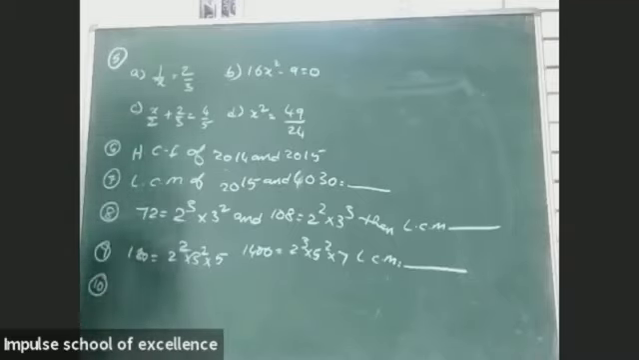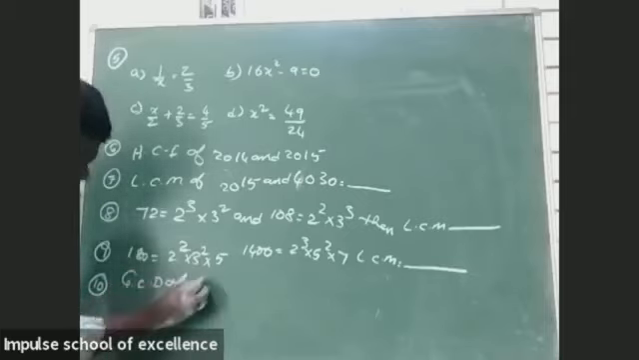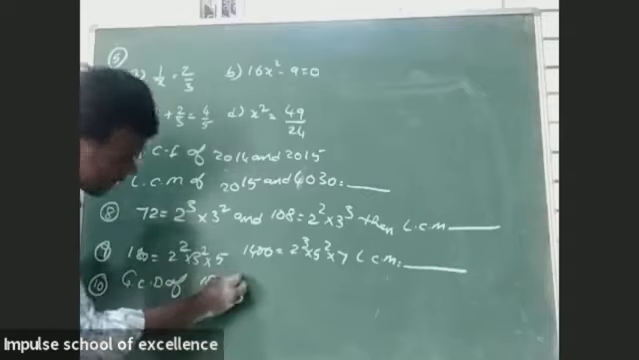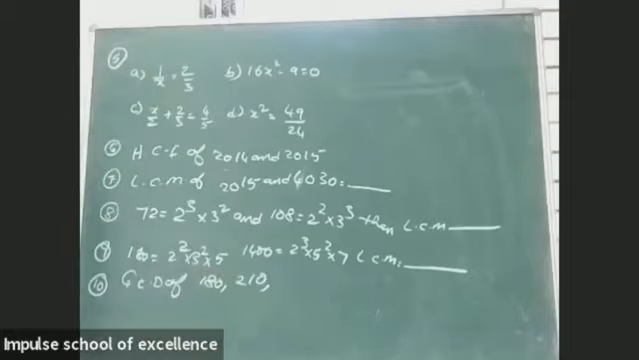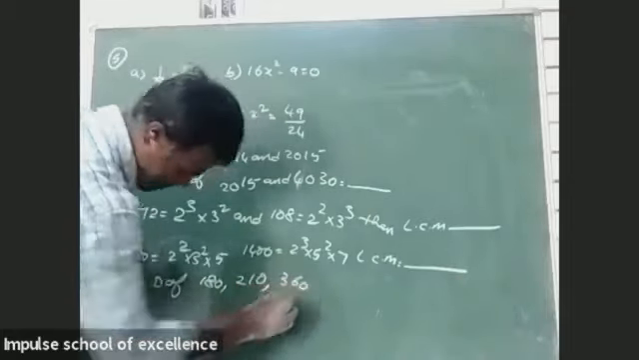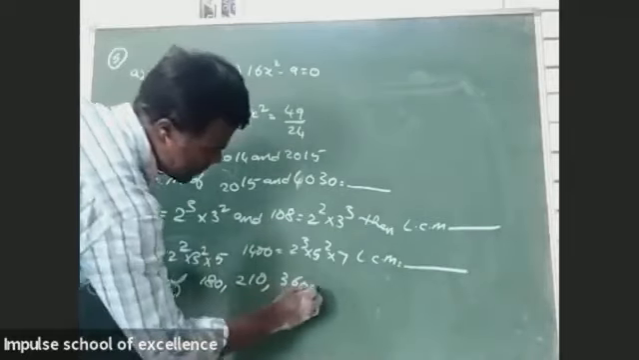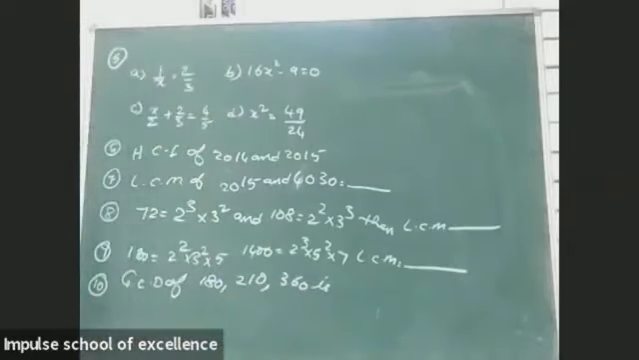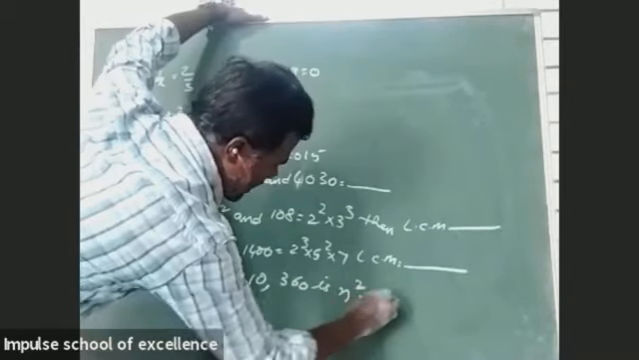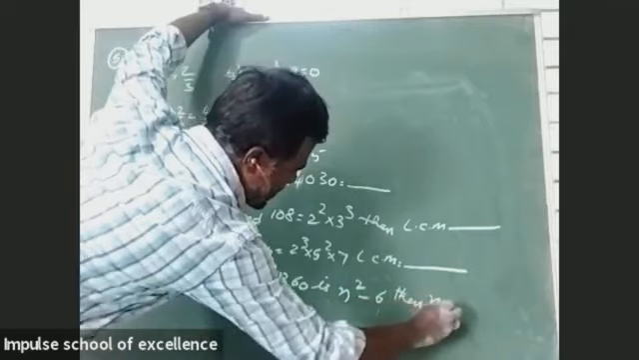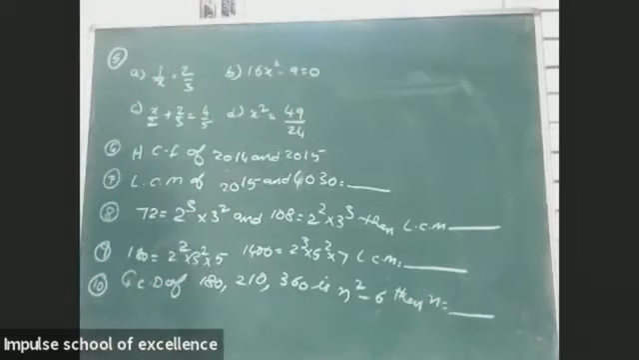Next, 10th one. The GCD of 180, 210, 360 is n square minus 6. 30. Then n is equal to dash.